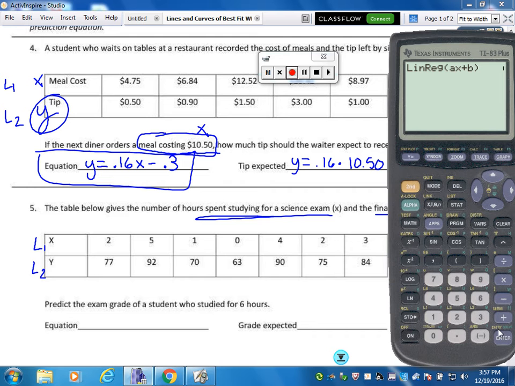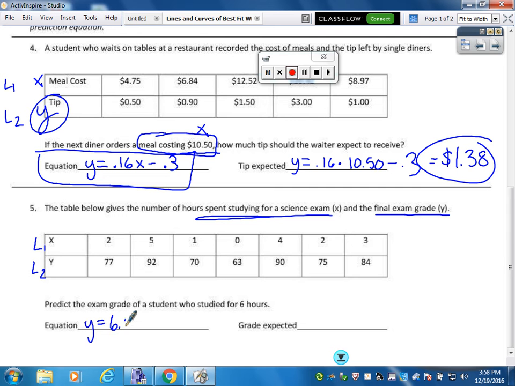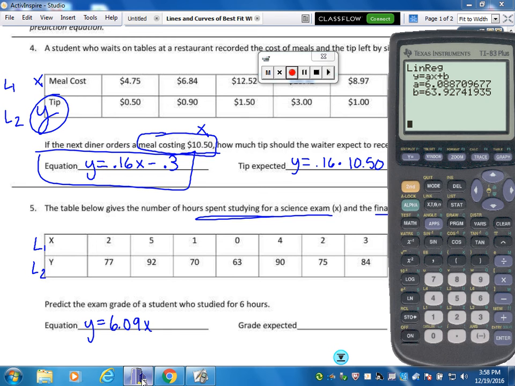Mine's ready to go, so I hit enter and it gives me the answer there. So I've got y equals, I got to plug in this A, I got to plug in this B. So that's 6.09, so y equals 6.09x. Don't forget that x. That's going to be a variable later that we need to plug in. And then we've got 63.93.